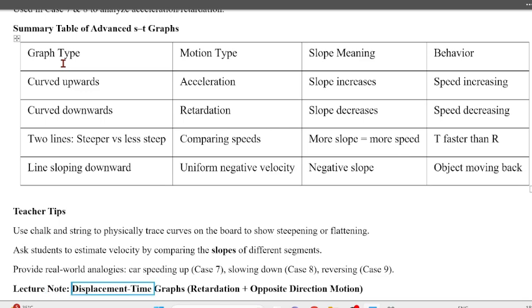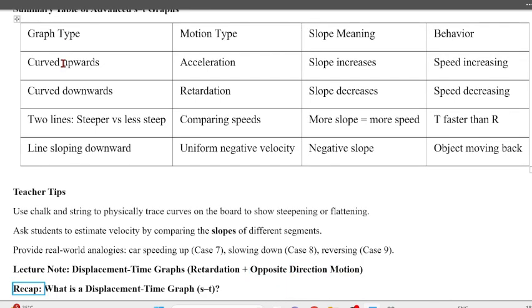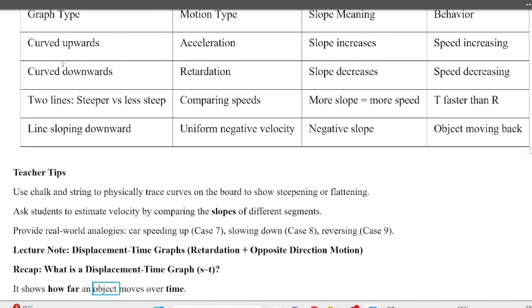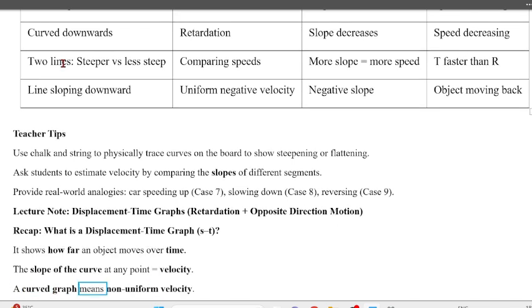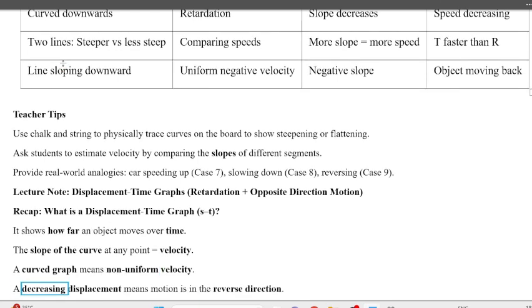Lecture note: displacement-time graphs, retardation plus opposite direction motion. Recap: what is a displacement-time graph? An ST graph shows how far an object moves over time. The slope of the curve at any point is equal to velocity. A curved graph means non-uniform velocity. A decreasing displacement means motion is in the reverse direction.